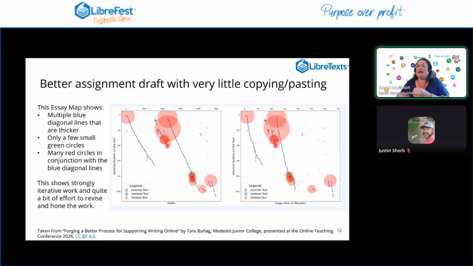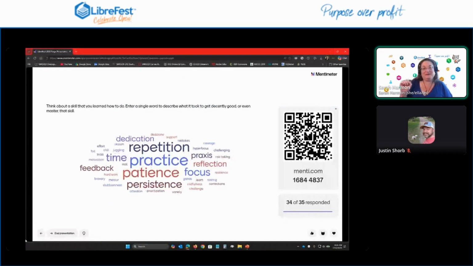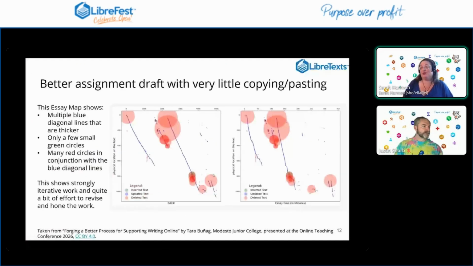So the student went in and worked on this essay. Was it a perfect essay? Probably not. But they at least went in and worked on it, and you could see the process. Think back to some of those keywords that we talked about, right? What were some of those keywords? Repetition, practice, patience, persistence. That's what we want, right? That's what we want our students to show. So this graph in many ways shows some of this.